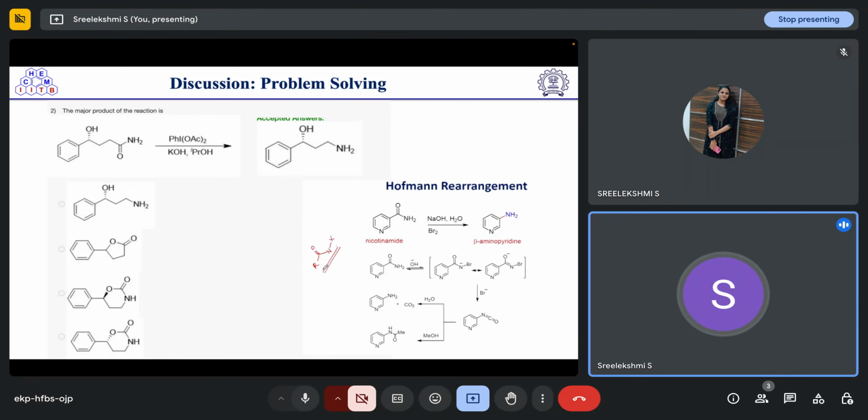We have already discussed the detailed mechanism for all four reactions involving the nitrogen center: Curtius rearrangement, where the starting material was acid chloride; Hofmann rearrangement with the amide; Schmidt reaction with carboxylic acid; and Lossen rearrangement with the hydroxylamine. So everywhere we are getting the rearranged product as the amine.